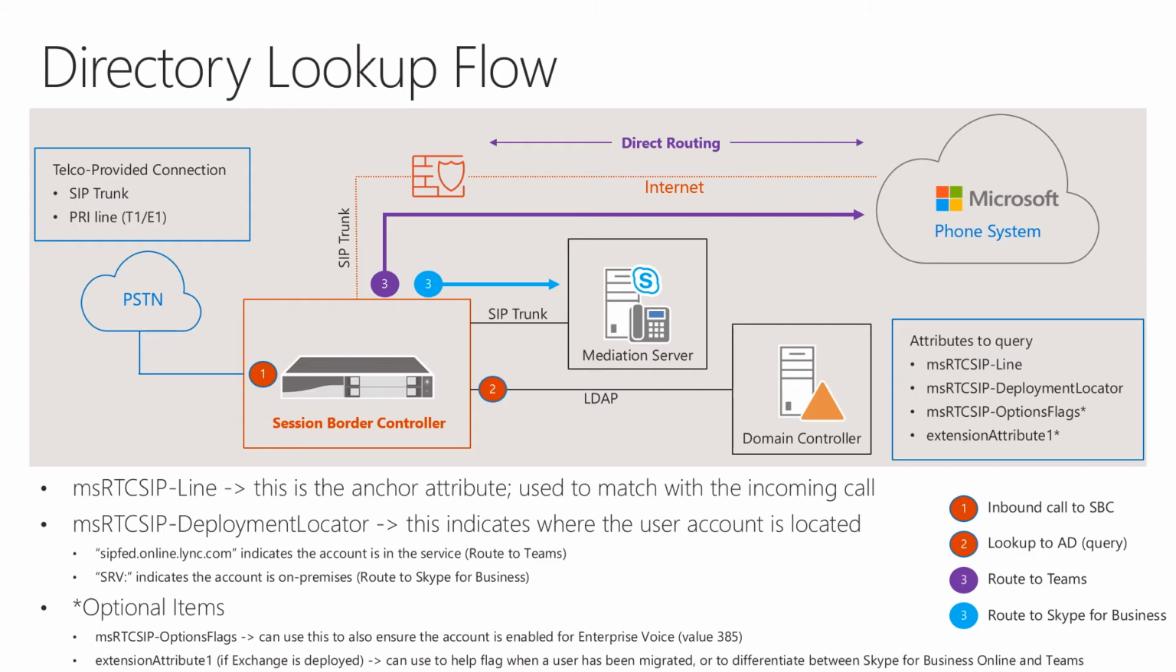Now, you might wonder, why would I need that? Well, think about the scenario I've given you up to this point. We only have two choices, Skype on premises and Teams, right? But some organizations are in the midst of their transition. So they have Skype on premises, they have Skype online, and they have Teams. Well, the deployment locator value for the Skype Online user and the Teams user is going to be the same, sipfed.online.link.com. So the extension attribute could help flag a differentiation between Skype Online and Teams, for example.